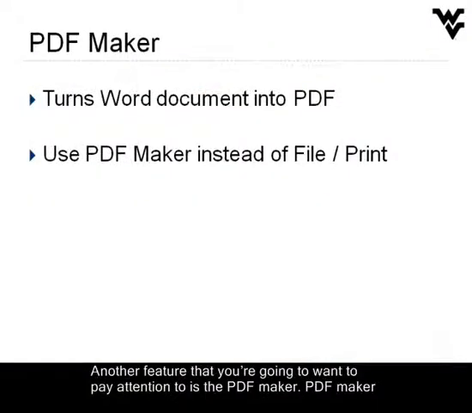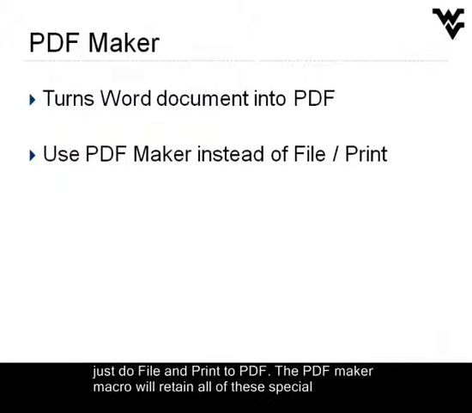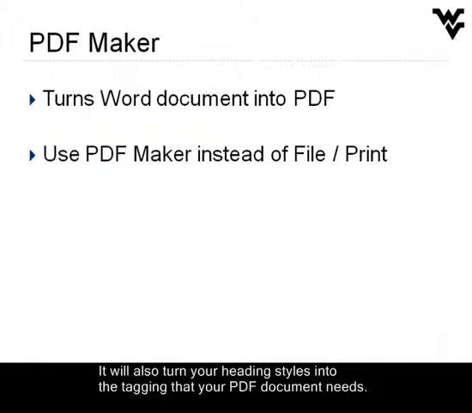Another feature that you're going to want to pay attention to is the PDF Maker. PDF Maker is the way that you want to turn your Word document into a PDF file. You do not want to just do File and Printing to PDF. The PDF Maker macro will retain all of these special features that you've been doing in Word and turn them into the equivalent Adobe PDF features. It will also turn your heading styles into the tagging that your PDF document needs.